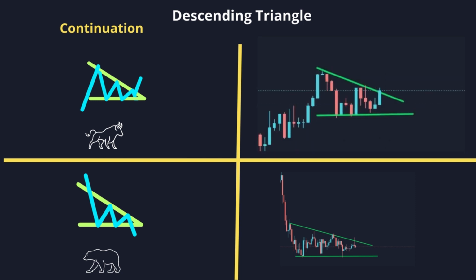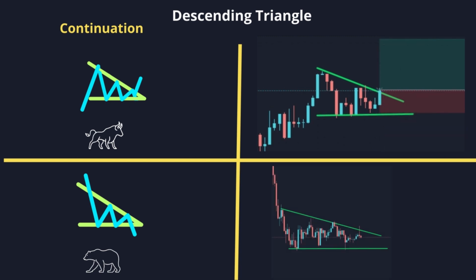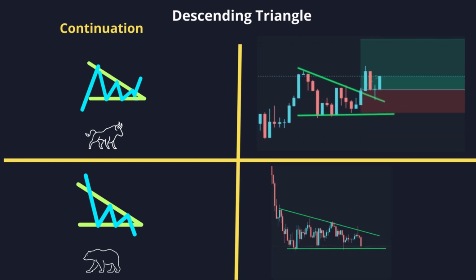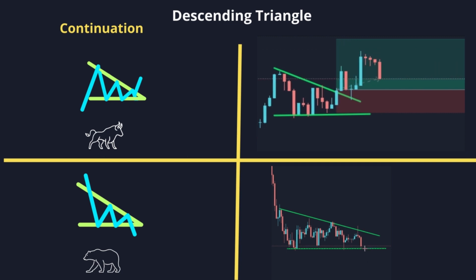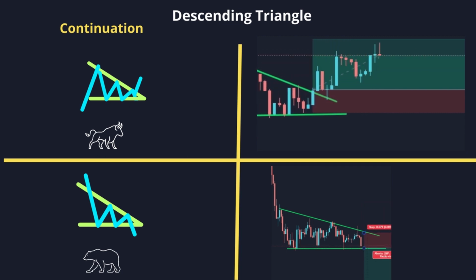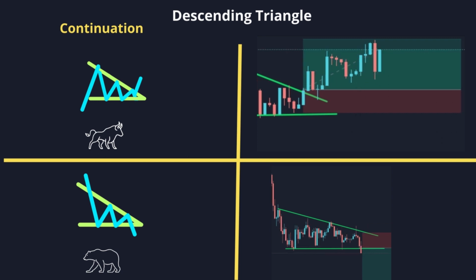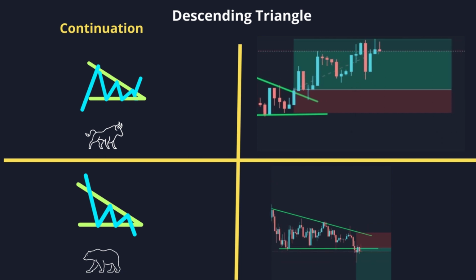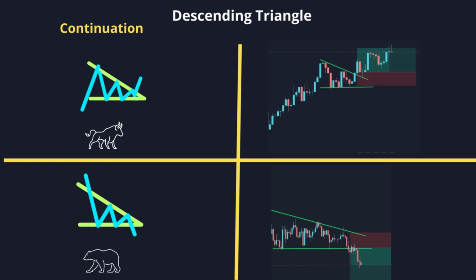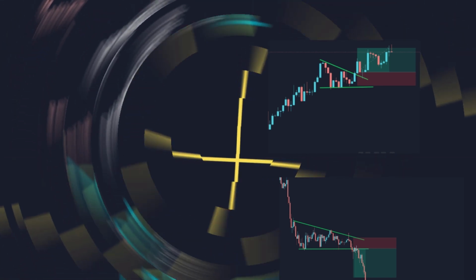This pattern is pretty interesting because it can actually serve as both a continuation and reversal pattern, depending on a few key factors. When we consider the descending triangle as a continuation pattern, it's important to look at the previous price trend. This trend could have been either bullish, meaning the prices were going up, or bearish, meaning the prices were going down. If the breakout from the triangle happens in the same direction as the previous trend, it suggests that the trend is likely to continue.